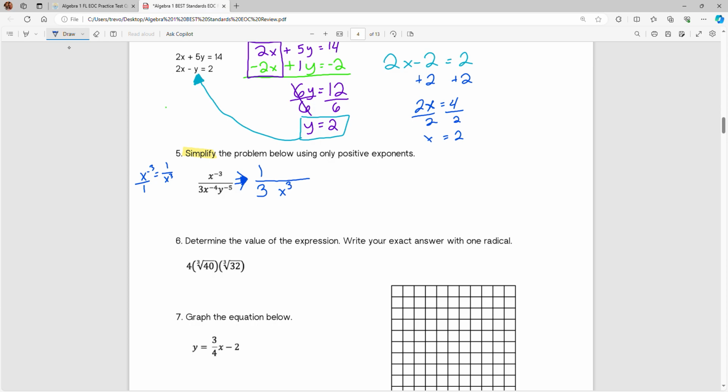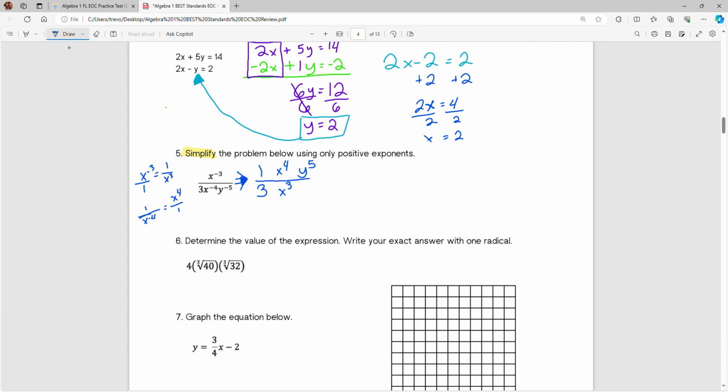And my x to the negative 4 at the bottom of my fraction is going to move to the top. So just flip them around like this. And the same thing with my y. It's at the bottom. To get it positive, it just pops up to the top. So y to the power of 5.